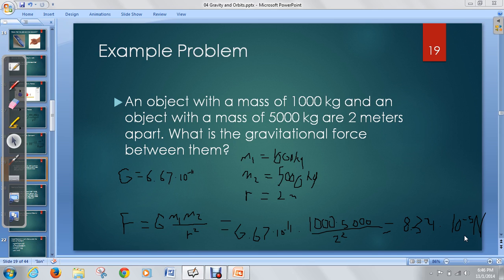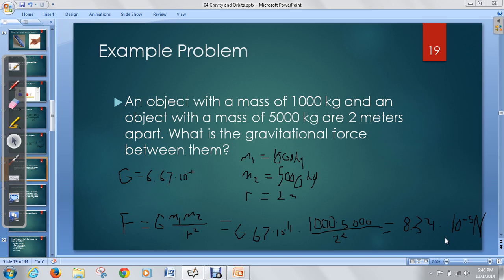So, these are two fairly large objects, 1,000 kilograms and 5,000 kilograms. Okay, you're talking about around 2,000 pounds and 10,000 pounds. Okay, this could be a car and a big truck or something. And the gravitational force between them is still just a few millionths of a newton. Okay, so we have to have some really large objects before we have a really strong gravitational force.